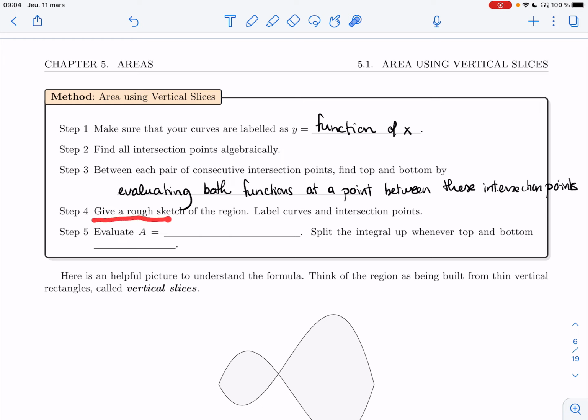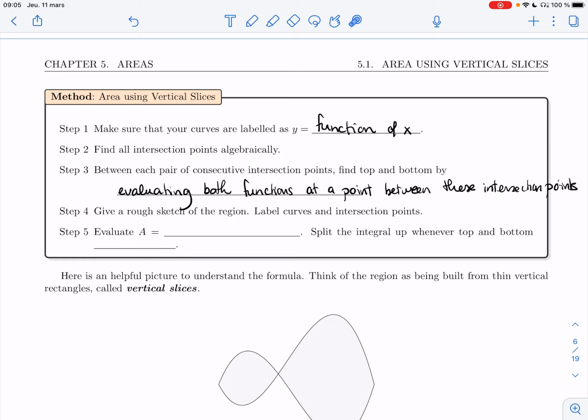Then you can give a rough sketch of the region. What's important is you have the right intersection points and the right curve bounding the region above and bounding the region below. That's going to ensure that your integral is set up well. Then you label all curves and intersection points.